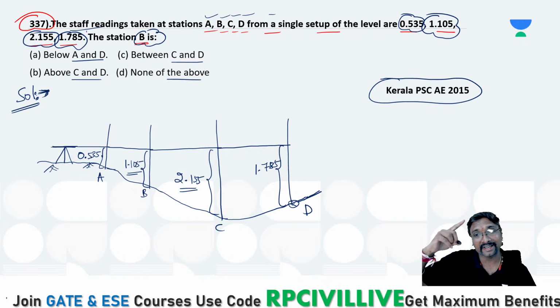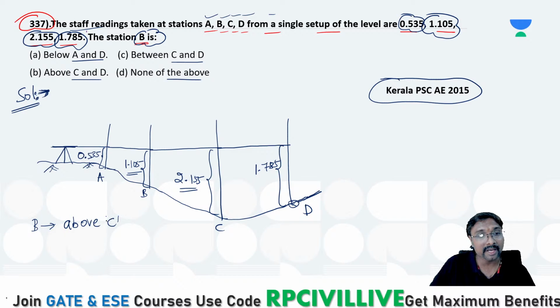Where is the station in the vertical direction? That point B you are asked to identify is below A definitely, but above C. That point B is above C definitely, and is it above D also or not?